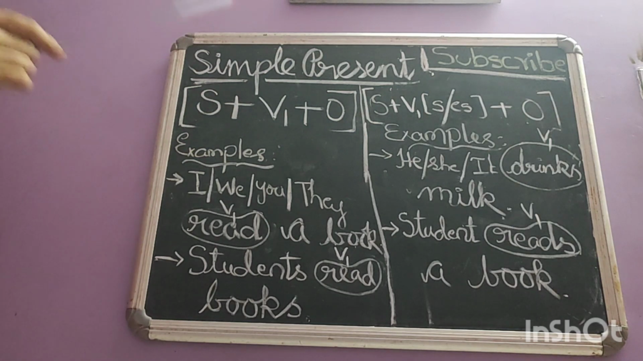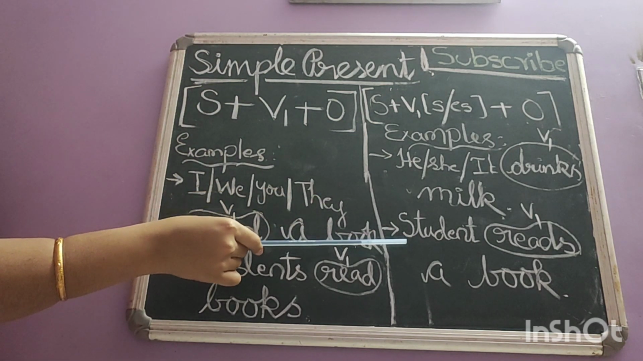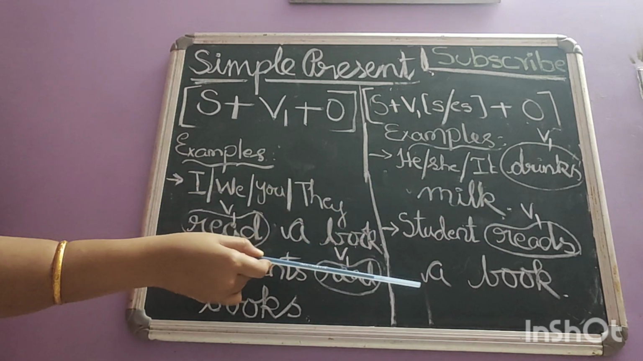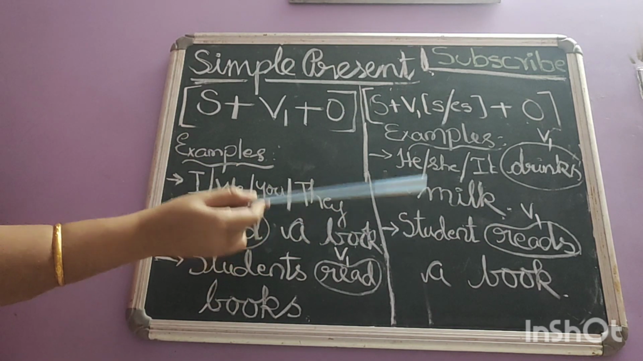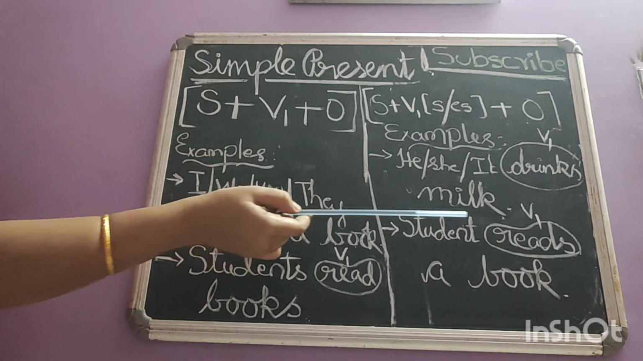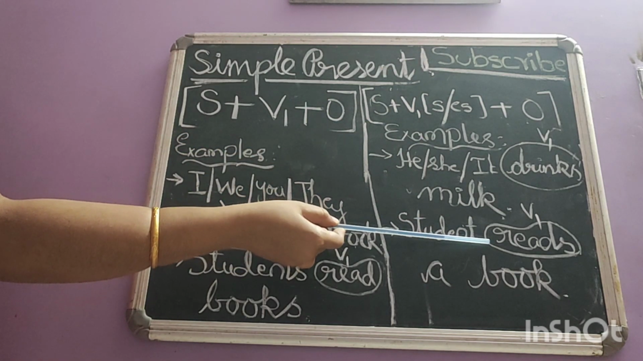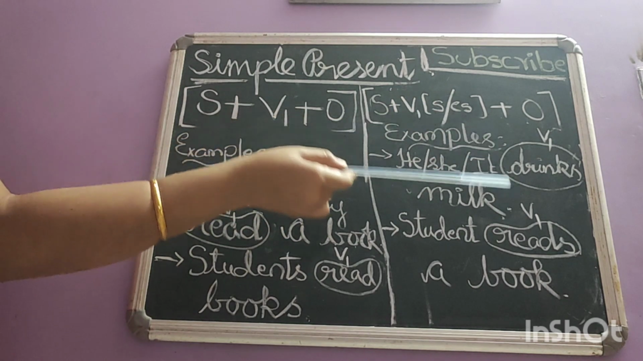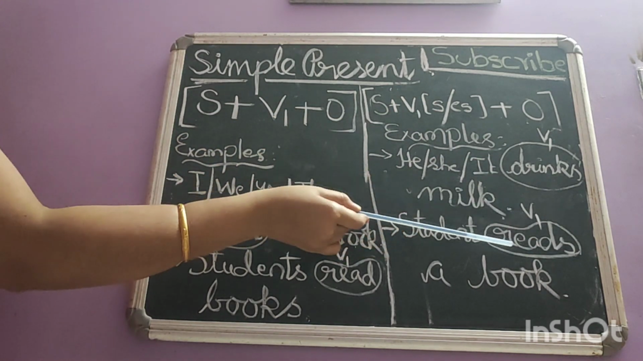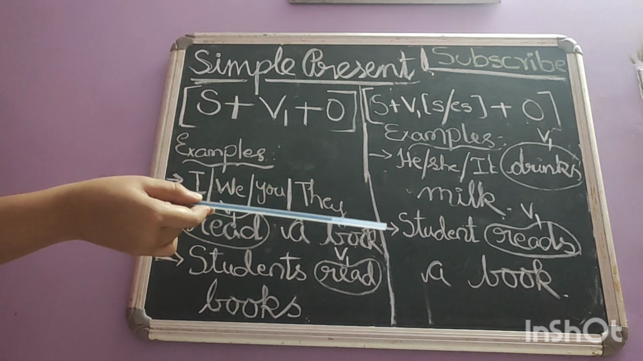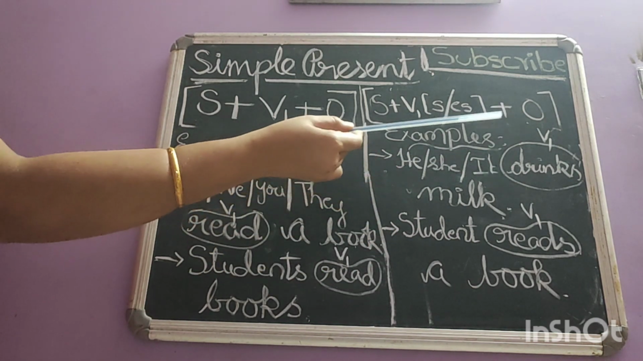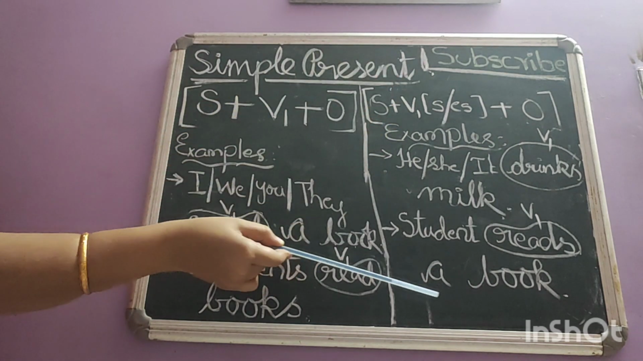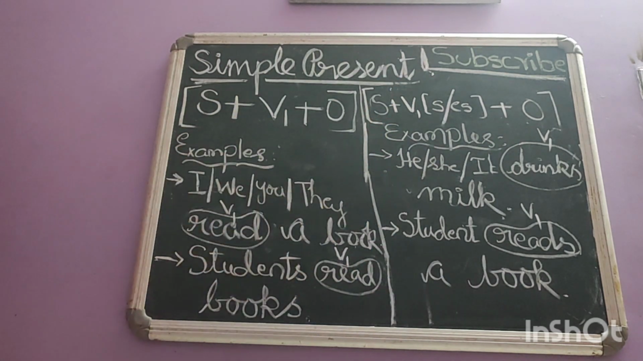Okay. And the second example is: student reads a book. Now let's see the structure. What is the subject here? Student. What is the verb here? Reads. Have we added S/ES? Yes, I have added S to the verb. Reads, not read. Reads. Here also drinks, not drink. And the last one is object. So what is the object here? A book. Now this is about the simple present tense.